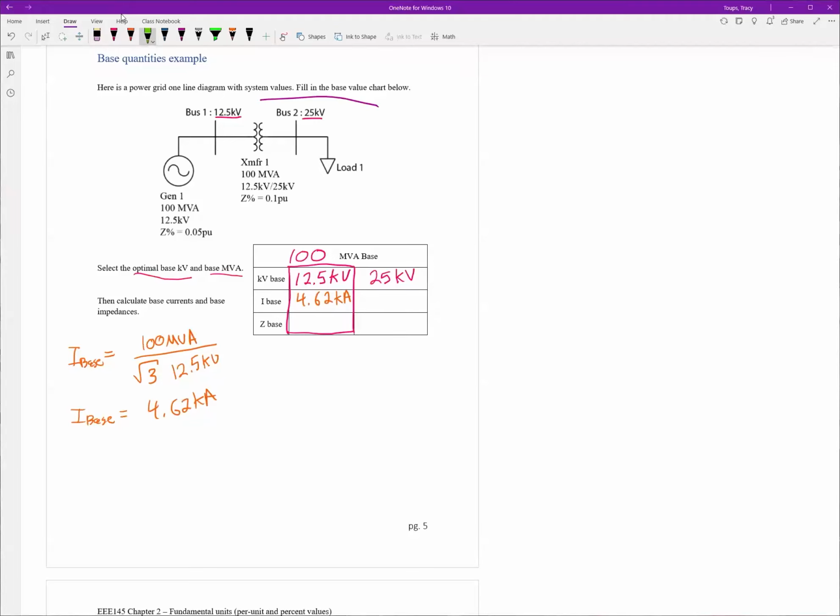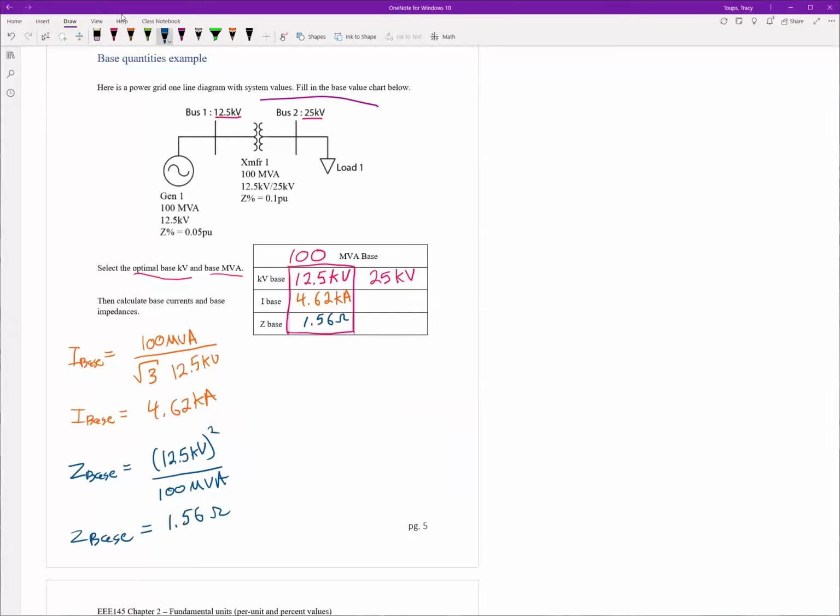Next, we could do our Z base. So Z base will be kV squared. In our case, that is 12.5 kV, squared, divided by our 3-phase power, which is 100 MVA. This Z base will be 1.56 ohms. So we're going to write 1.56 ohms.